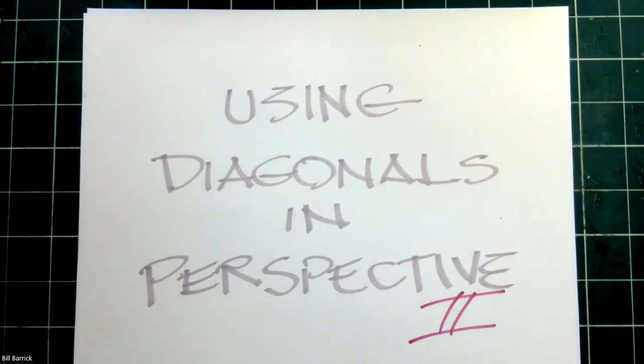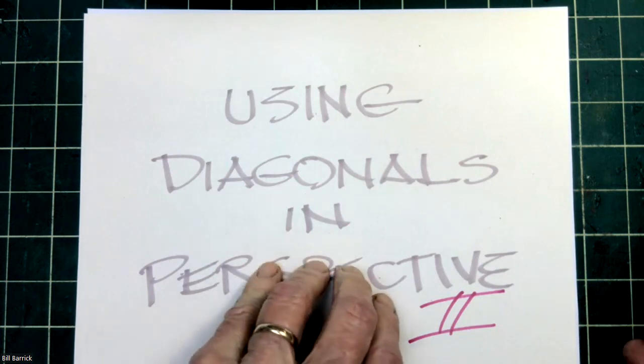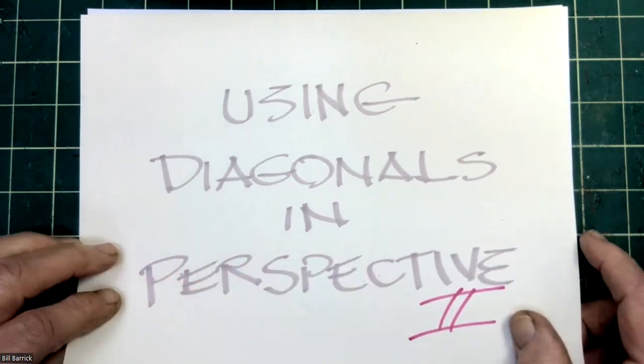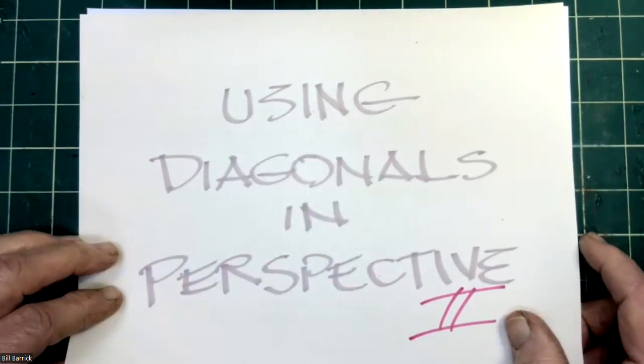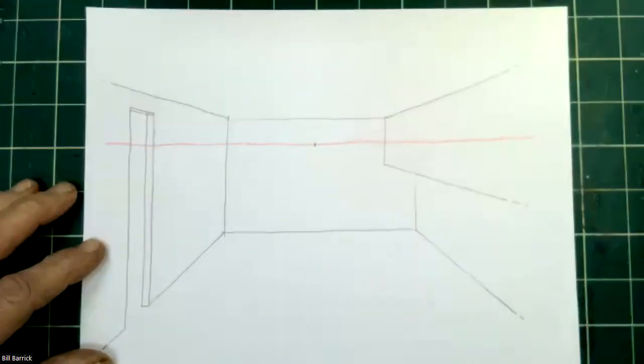Okay, this video is on using diagonals in perspective, and this is number 2. So let's get started. This is on using diagonals and how to create distances in perspective. Okay, so here's an interior.